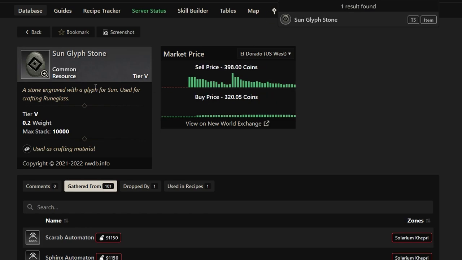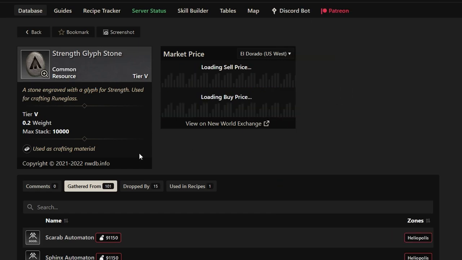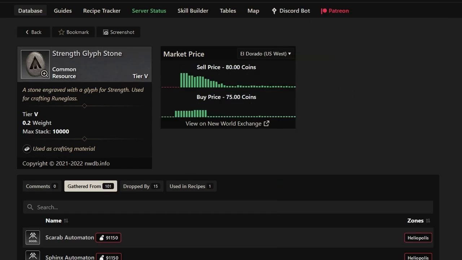The next one up in line is the Strength Glyph Stone. The Strength Glyph Stone is one you'll continually find in Heliopolis. So in my opinion, this one's going to continue to tank very, very quickly. There's so many people non-stop running Heliopolis, and there's also people non-stop killing these mobs. So this Strength Glyph Stone, day one, I think day two even, I sold these for like 1,000, 2,000 gold a piece. Now you're seeing them at 80 gold. I think it's going to continue to drop. So watch out for the Glyph Stone of Strength.